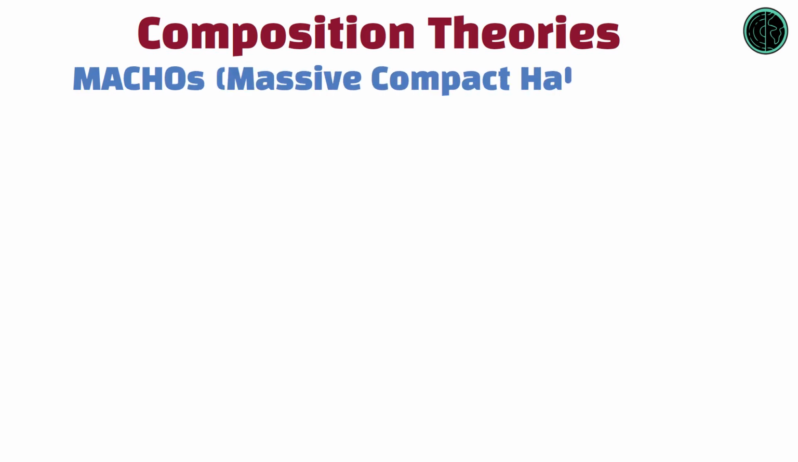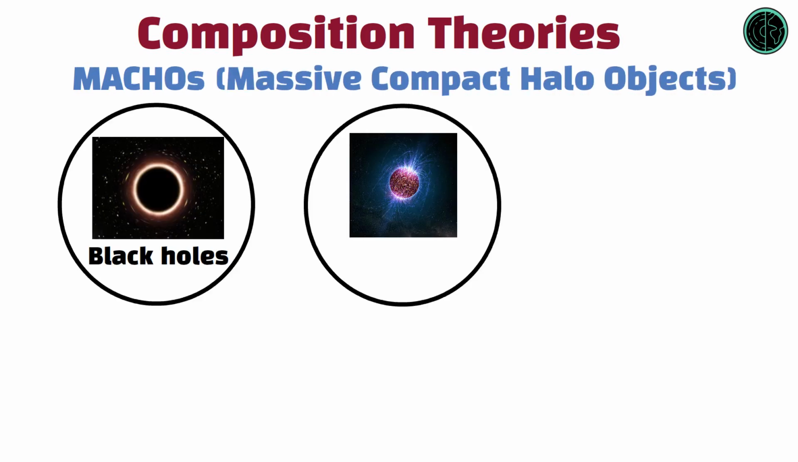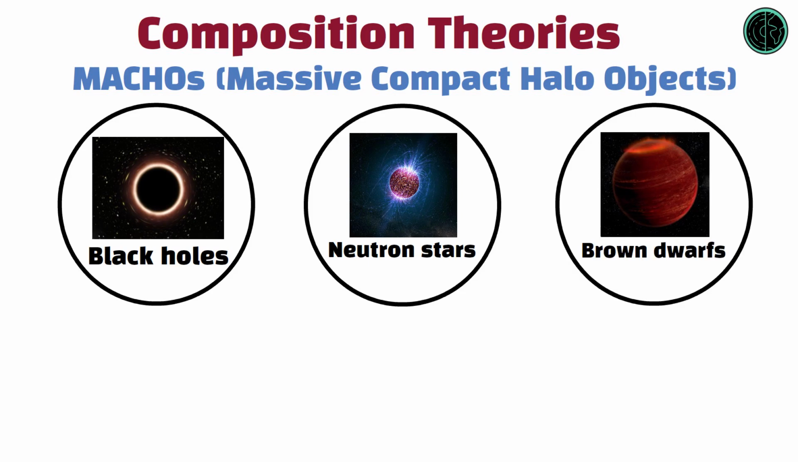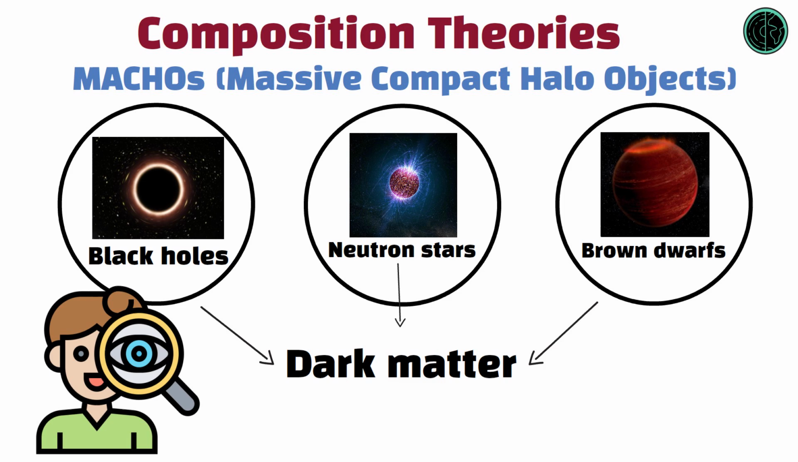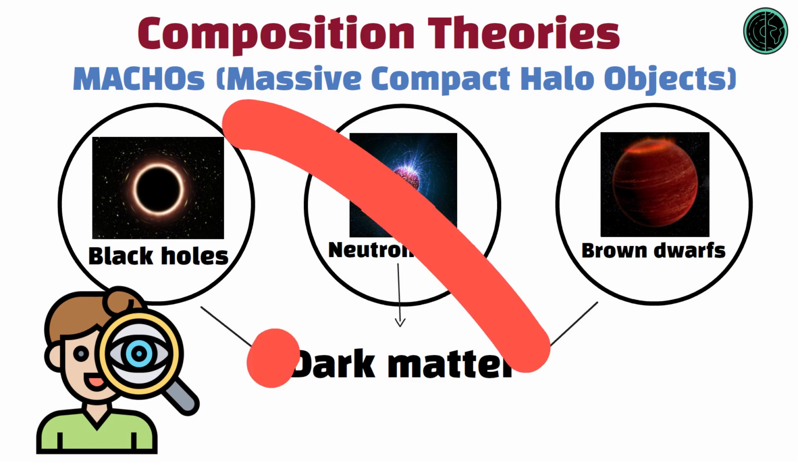MACHOs, massive compact halo objects like black holes, neutron stars, and brown dwarfs, were once considered dark matter candidates, but observations show there aren't enough of these objects to account for all dark matter.